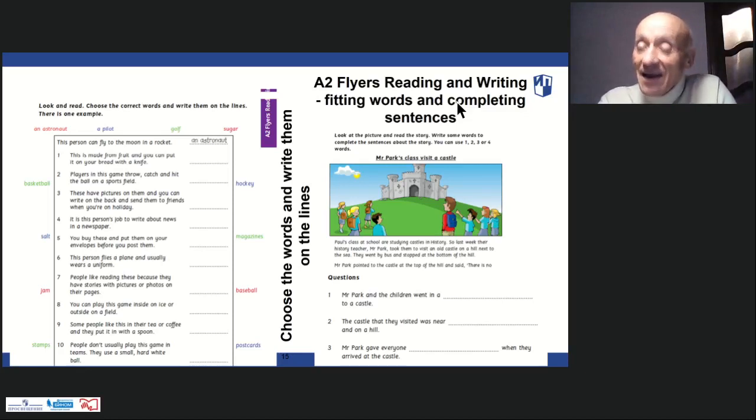In a bus. They went by bus, but they went in a bus. And the castle they visited was near. It was near. The castle was near. Yes, of course, it was near the sea. For us, the teachers, the task is not difficult at all. But for the children, it's quite challenging and yet interesting and completely accessible. They can cope with it.